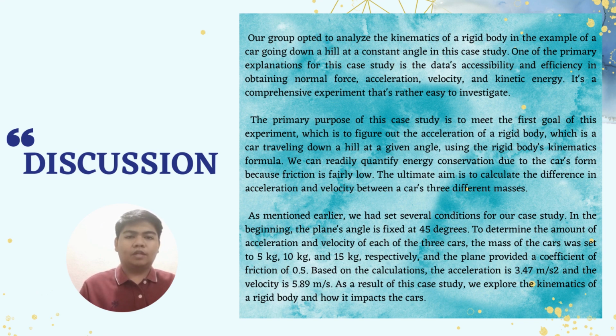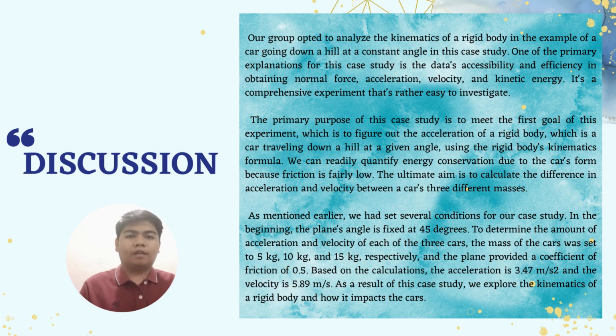The primary purpose of this case study is to meet the first goal of this experiment, which is to figure out the acceleration of a rigid body, which is a car traveling down a hill at a given angle. Using the rigid body's kinematic formulas, we can readily quantify energy conservation due to the car's form because friction is fairly low. The ultimate aim is to calculate the difference in acceleration and velocity between a car's three different masses.